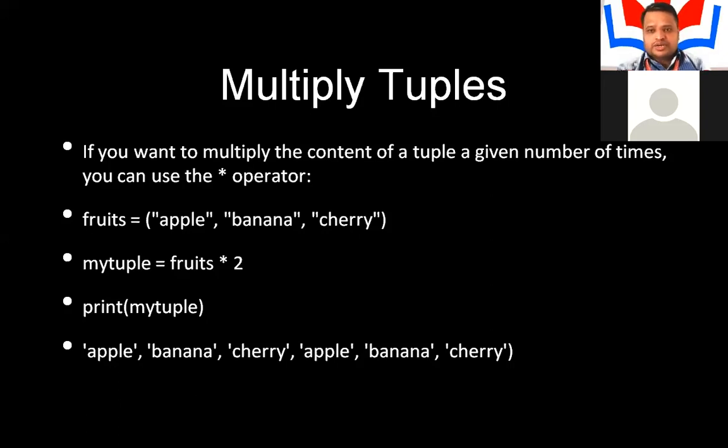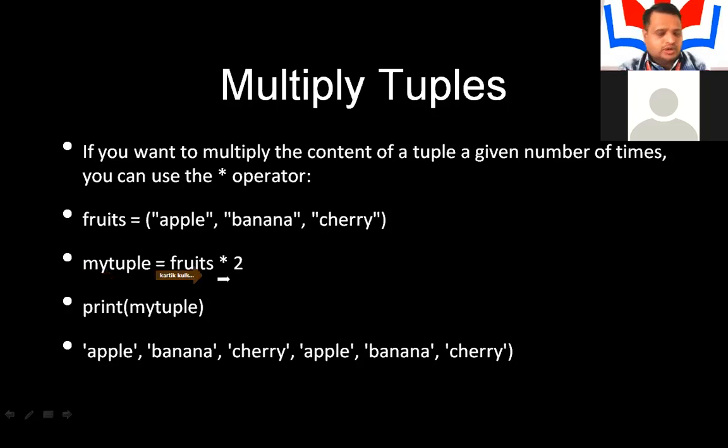Now in this particular slide, you can notice that I have taken a tuple with apple, banana, and cherry. I have also taken another name, my tuple. Why? Because I want to store whatever results after multiplying the tuples, so those elements have to be stored in some other tuple. So my tuple equals fruits, where fruits is the tuple name.